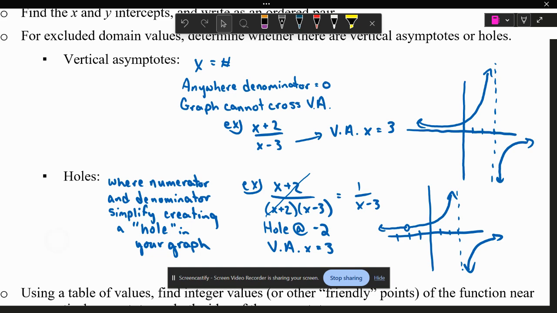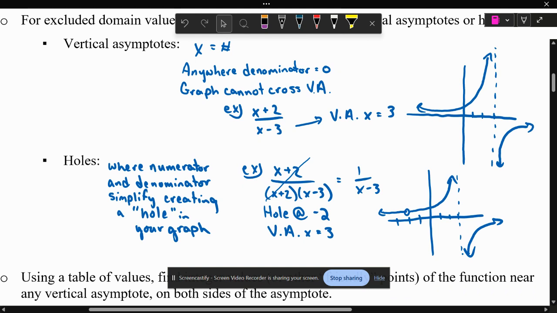On the flip side, a hole. A hole is where the numerator and denominator simply cancel out, creating a hole in your graph. So in the next example that I show you, you've got x plus 2 over x plus 2 times x minus 3. You've got x plus 2 that cancels out, so there's a hole at negative 2. And then that x minus 3 still in your denominator creates that vertical asymptote. So as you can see there, the vertical asymptote is definitely still at 3.